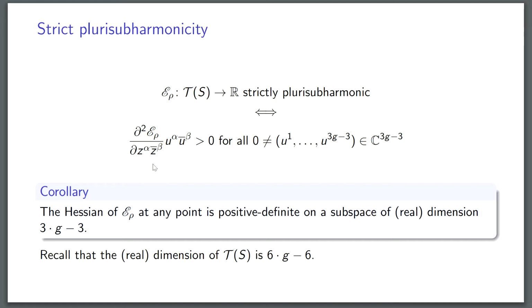And saying that the complex Hessian is a positive definite bilinear form means that one of the blocks of the real Hessian is also positive definite, from which follows that there's a subspace of real dimension 3g minus 3 on which the real Hessian is positive definite. So we get from our strict plurisubharmonicity result that the Hessian has some positivity in it.